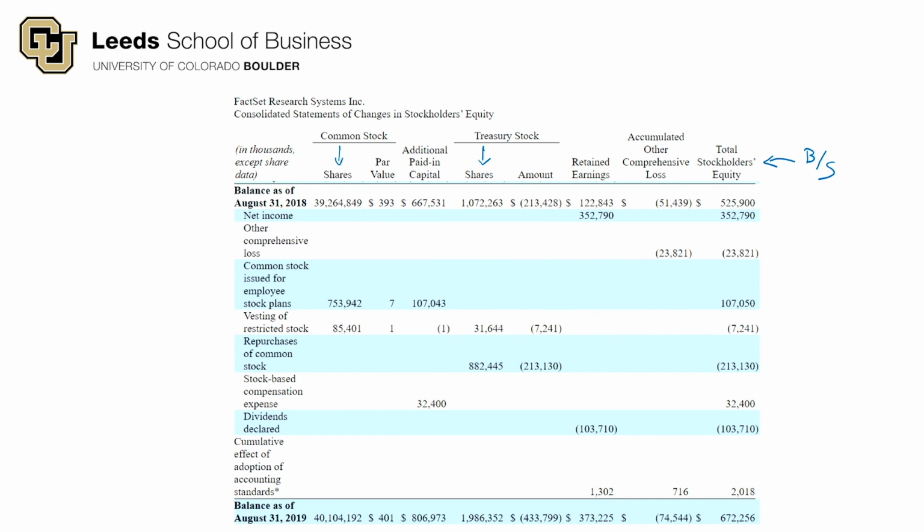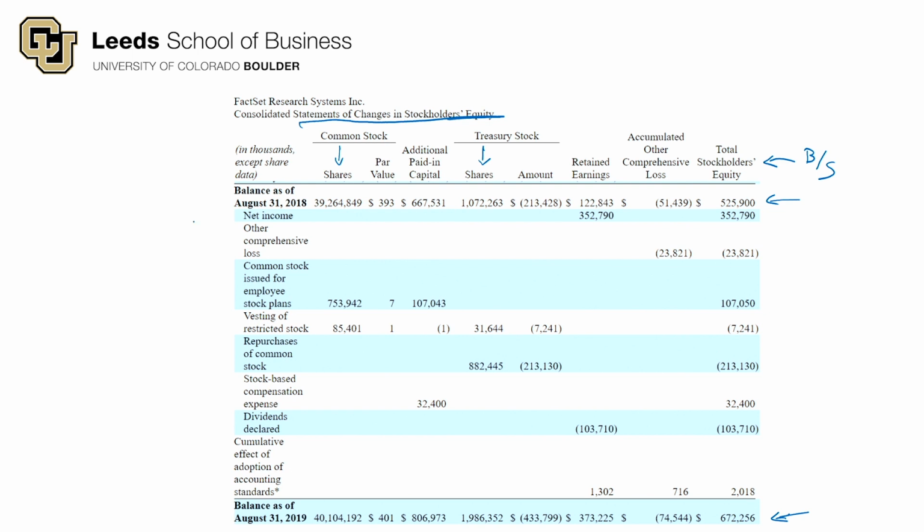What the statement of stockholders' equity does, it's actually the statement of changes in stockholders' equity, as you see up here, is show you how that balance on the balance sheet went from its beginning of year balance to its end of year balance. So you should be able to tie all of these numbers directly back to the balance sheet. This statement just shows you what happened during the year in terms of equity transactions. Let's start from the top and work our way down.